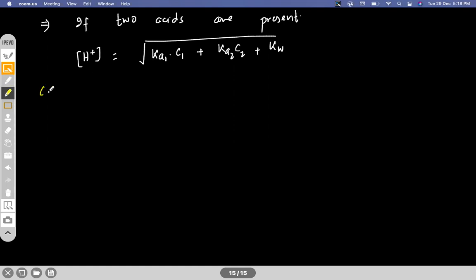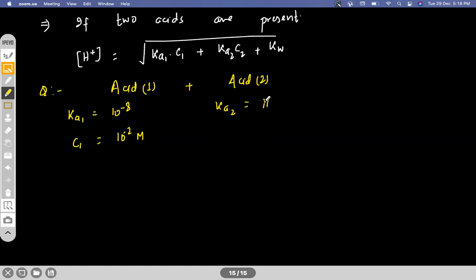Look at this question. Suppose we are mixing two acids in water, and dissociation of water we are considering here. The Ka1 value of acid 1 is given, 10 to the power minus 8. C1 is 10 to the power minus 2 molar. Ka2 is 10 to the power minus 7, and C2 is 10 to the power minus 3 molar. You need to find out the pH of this mixture. Try this.